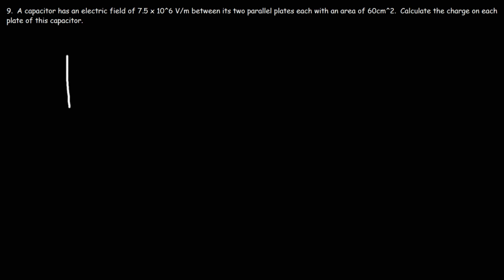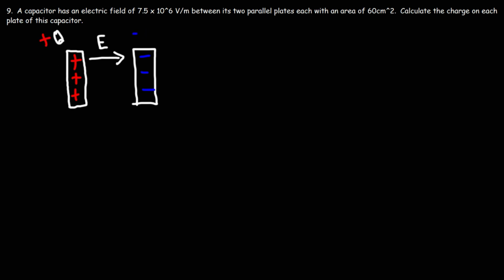So we could draw a picture if we want to. So here are the two parallel plates. One is positively charged, the other is negatively charged. And we have an electric field going from the positive plate to the negative plate. The charge on the first plate is positive Q. The charge on the second plate is negative Q. So how can we determine the charge Q on each plate of this capacitor?